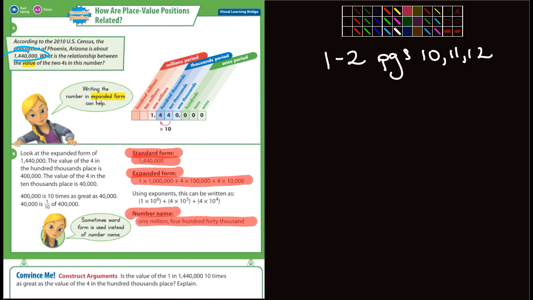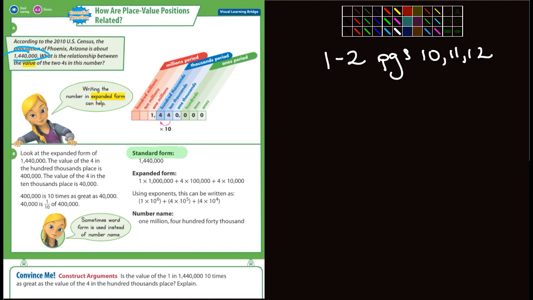They don't really have a form for that, but it says using exponents, this can be written as 1 times 10 to the 6th, plus 4 times 10 to the 5th, plus 4 times 10 to the 4th, okay? Those are going to come into play multiple times in the next few weeks. So make sure you remember what standard form is, what expanded form is, and if they ask you for the number name, you're just writing out the number.